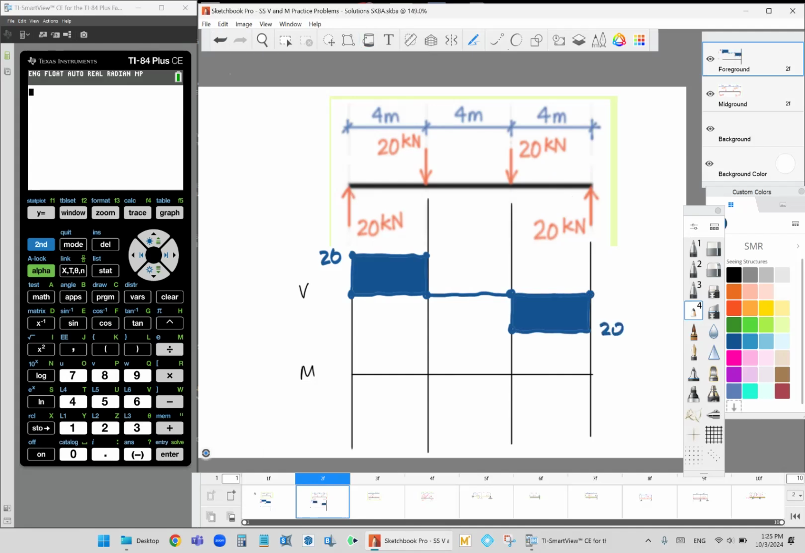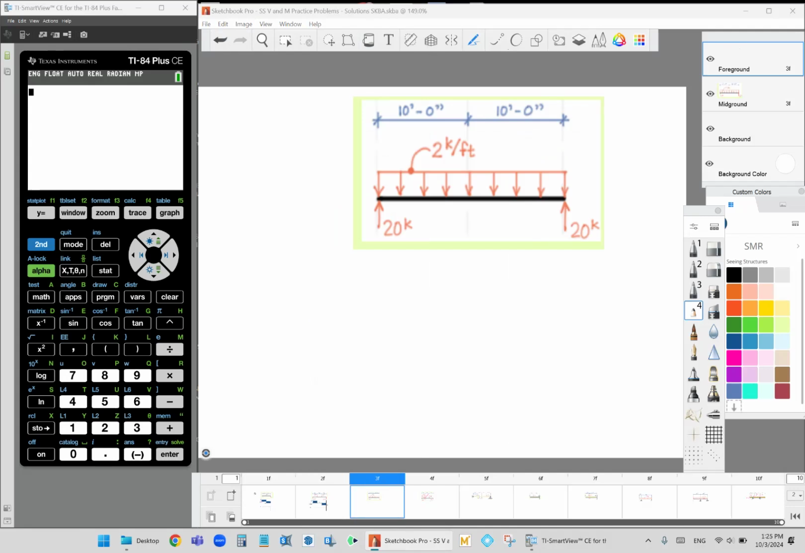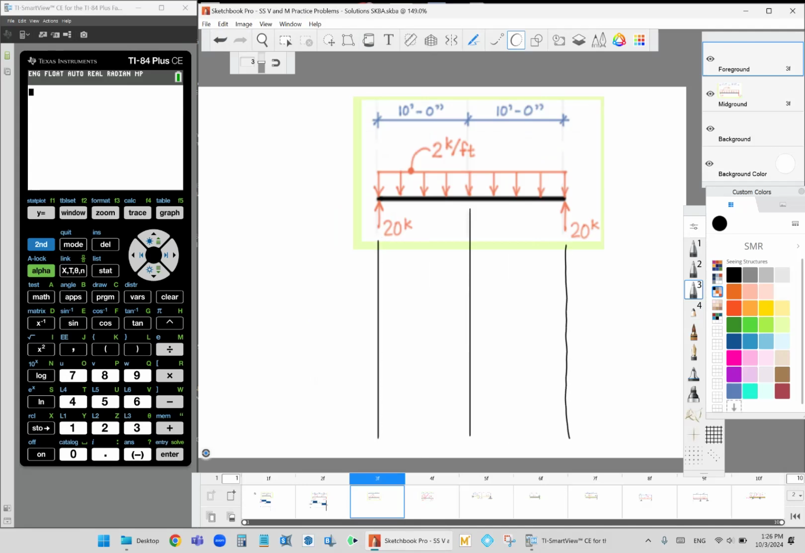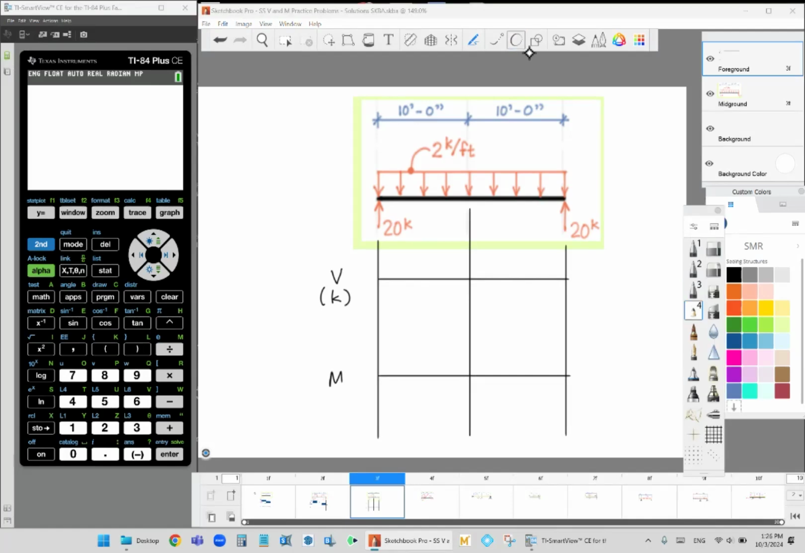We're going to want to label these points. This one I'm just going to go ahead and label as 0. Be okay, I think, to leave that off as well. And put the units over here in the legend. Okay, let's do another shear diagram. All right, so we'll do these vertical lines. V, M, and units while we're here, kips. Switch over and do our diagram.